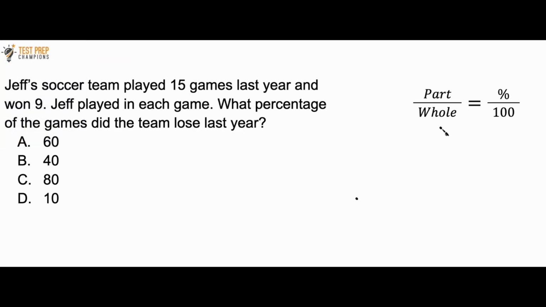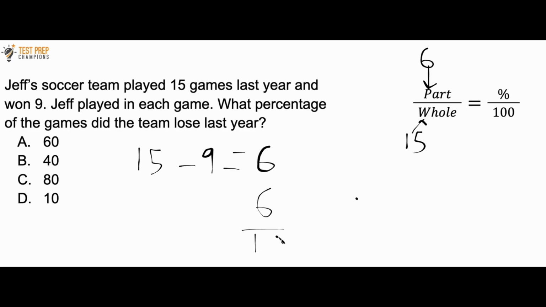Now, the whole is going to be the bigger number, so I'm going to plug 15 into the formula for whole. But what do I plug in here for part? Well, we need to figure out the percentage of games that the team lost. So let's do 15 minus 9, because we know that the team played 15 games and that they won 9. So if I do 15 minus 9, I'll figure out that they lost 6 games. So 6 goes in here for part. So to get the question right now, what I want to do is 6 divided by 15 times 100. All right, and when I do that, I see that the answer is 40%.